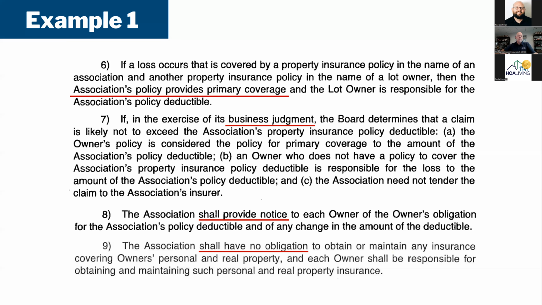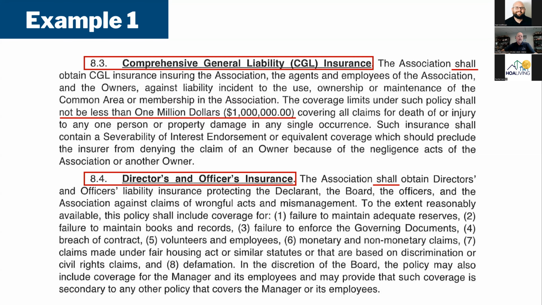Association's policy will be primary. The board can use the business judgment rule. Association has to provide notice of changes in the deductible before it happens. And number 9, the association shall have no obligation to cover the owner's personal property inside, personal and real property that is theirs, not part of the building.